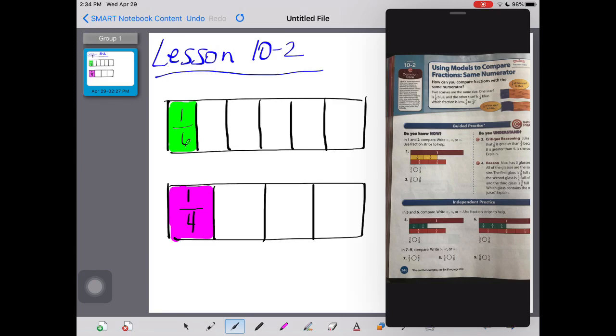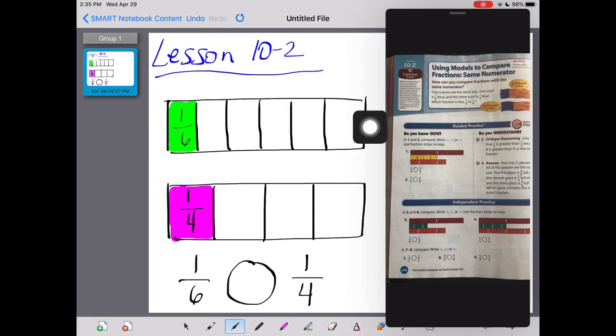And so what we want to do is we want to compare the size. Is 1/6 greater than, equal to, or less than 1/4? Okay.